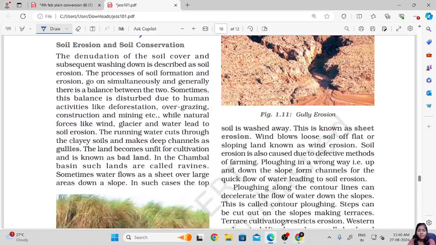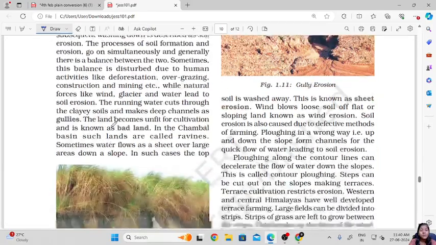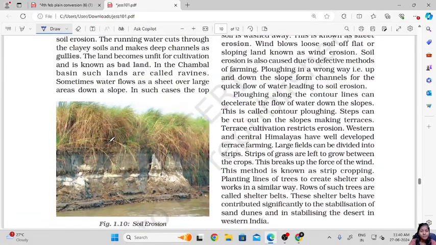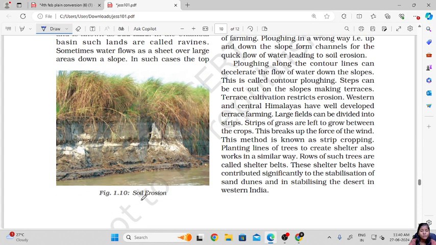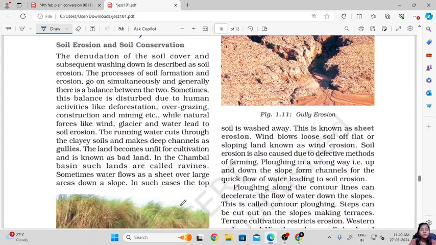So next we'll be learning about the different methods of soil conservation, and also soil erosion. If you can see this picture, they have shown the soil erosion. The processes of soil formation and erosion go on simultaneously, and generally there is a balance between the two. Sometimes this balance is disturbed due to human activities like deforestation, overgrazing, construction, mining, etc., while natural forces like wind, glacier and water lead to soil erosion.